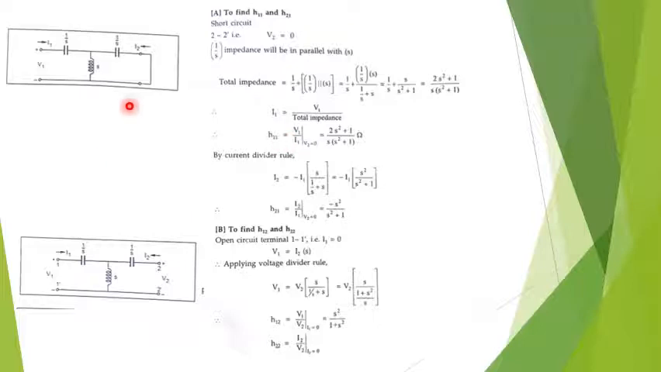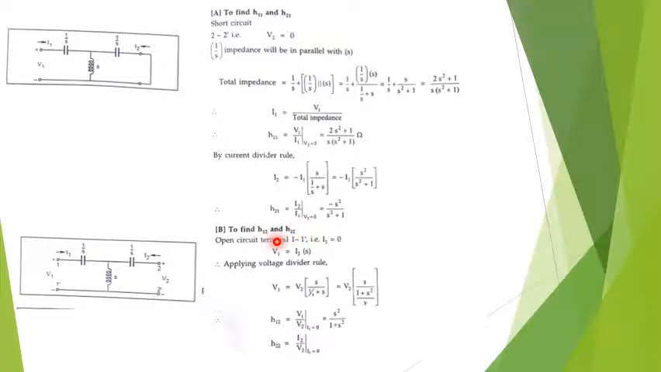Then by applying the current divider rule here, where I1 is the total current, I can say that I2, the current through this impedance of 1 by S, will be equal to minus I1, minus because I1 and I2 are in opposite direction. So I2 is equal to minus I1 into the opposite impedance, that is S, divided by the sum of the two impedances, that is S plus 1 upon S. When I simplify this, I get the second hybrid parameter, H21, which is I2 upon I1, and that works out to be minus S square upon S square plus 1.